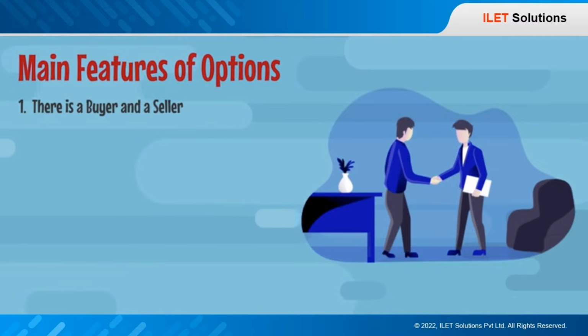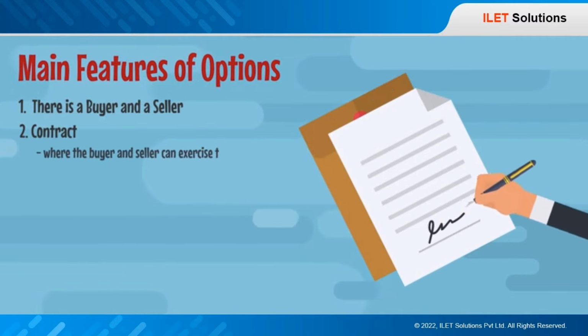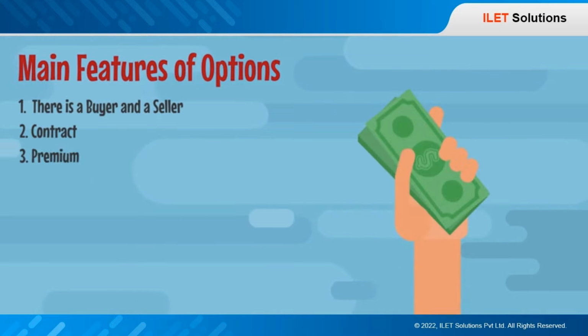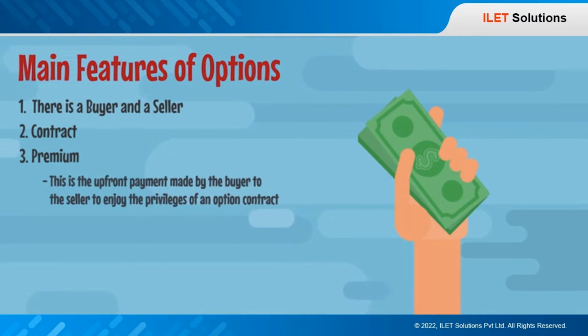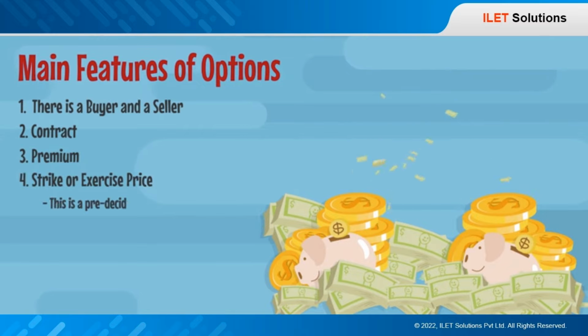There is a buyer and a seller. Contract. It is a contract where the buyer and seller can exercise their right to buy or sell but are not obligated to do so. Premium. This is the upfront payment made by the buyer to the seller to enjoy the privileges of an option contract.